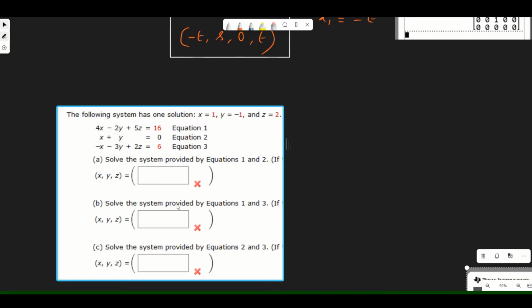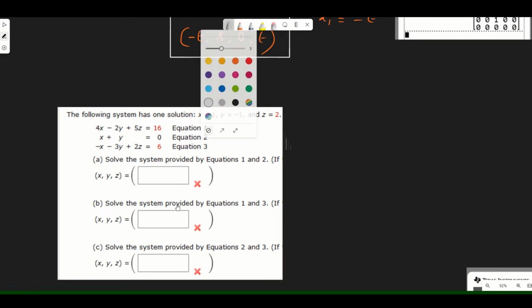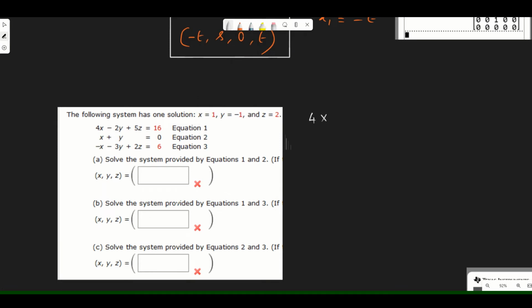Now you have a system of equations. These are not homogeneous. You have a system of equations in terms of three unknowns, x, y, z. You have three non-zero equations with three unknowns. The question here is, you have to solve the system by taking only equation 1 and equation 2. In equation 1, I have 4x minus 2y plus 5z equal to 16. That is my equation 1. And the second equation is x plus y equal to 0.